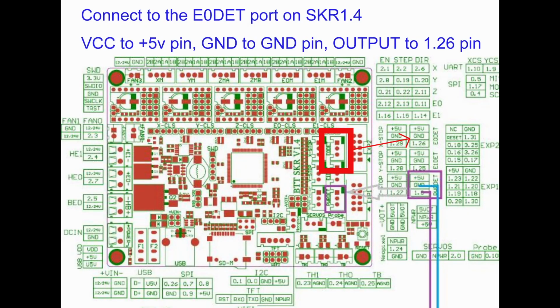This is the pin diagram of the SKR 1.4. And the pins in the red square are the pins I connected to. The encoder has three pins to connect. In this diagram, you can see which pin connects to which pin.